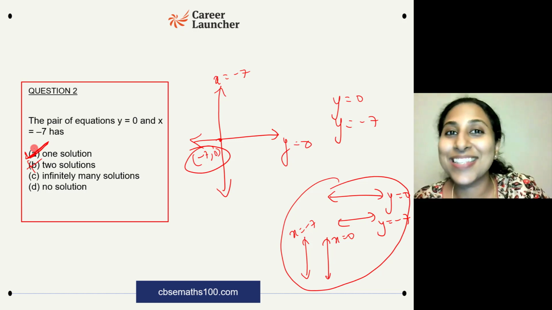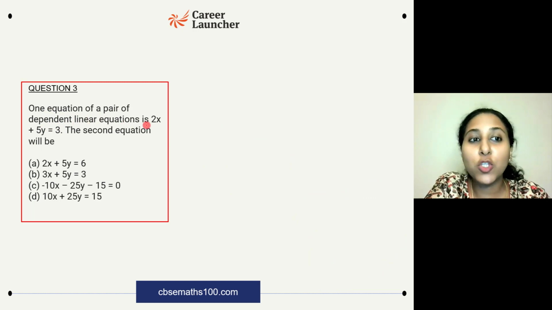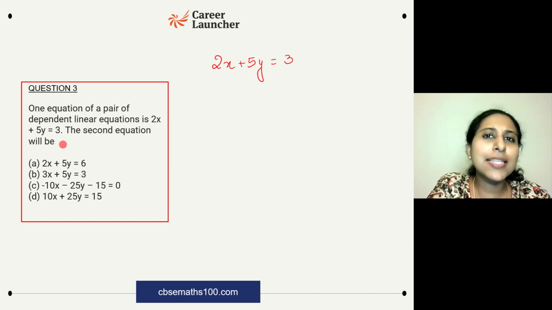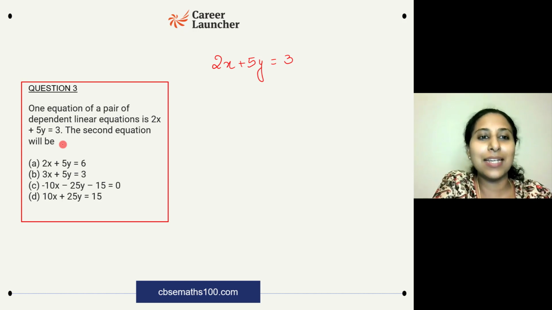Let's go to question 3. One equation of a pair of dependent linear equations is 2x plus 5y equals 3. So the equation given is 2x plus 5y is equal to 3. We need to find out what the second equation could be. Now, the important word in this question here is dependent.